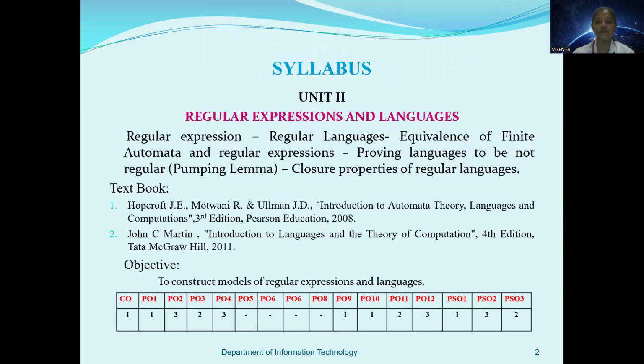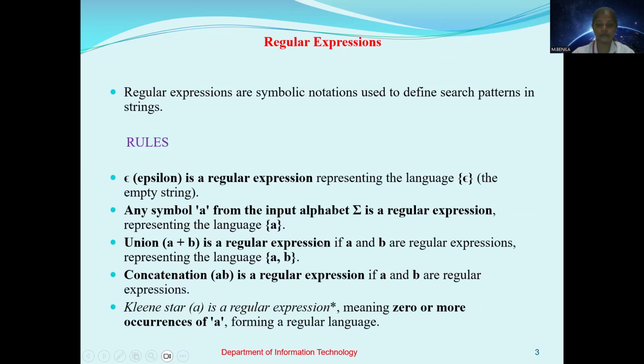This is the syllabus for Unit 2. Next, this is the textbook. There are two textbooks. The Unit 2 objective is to construct models of regular expression and languages. This is the CO-PO mapping for Unit 2.